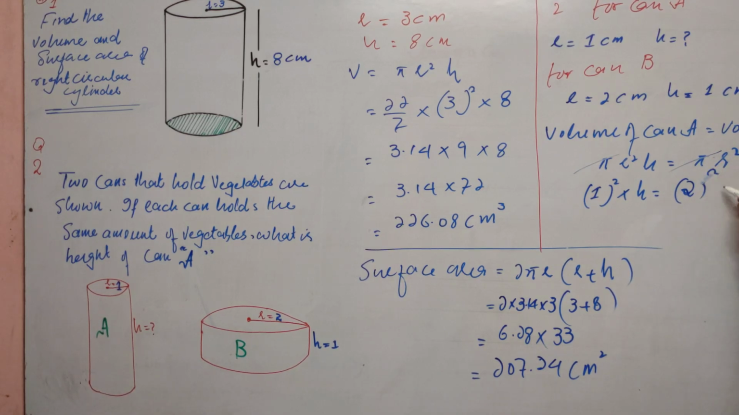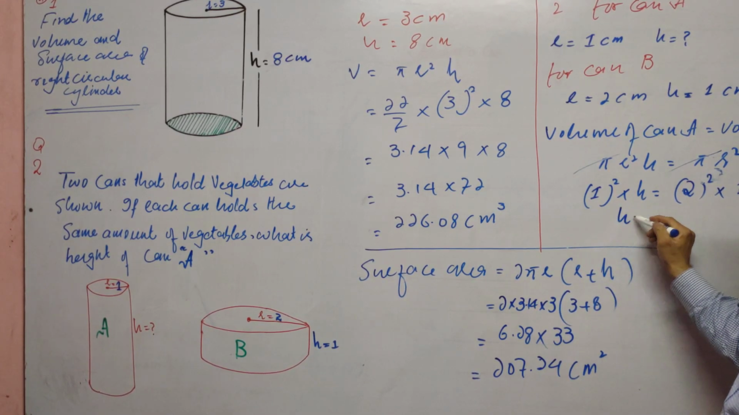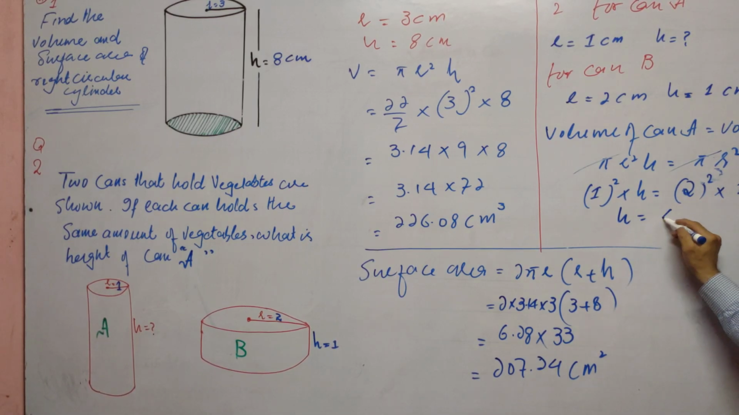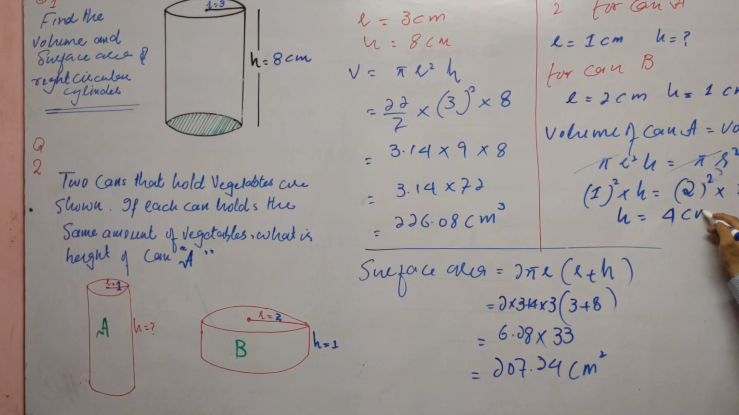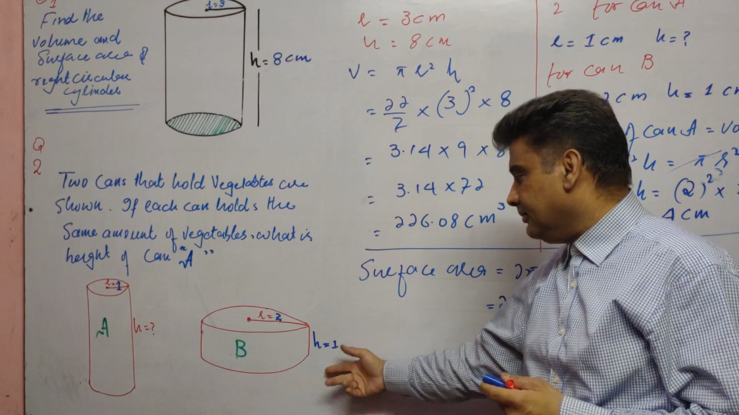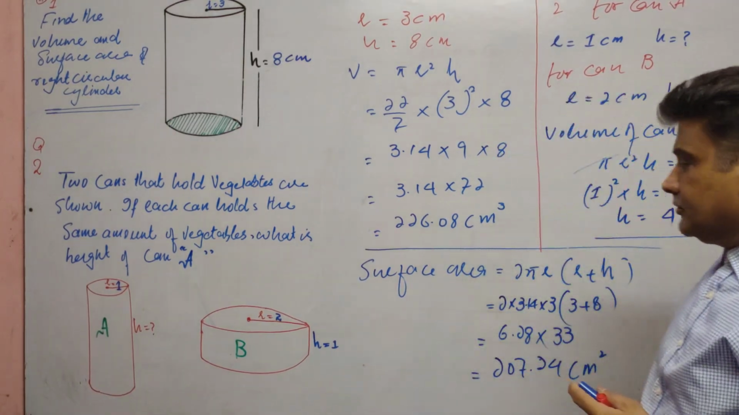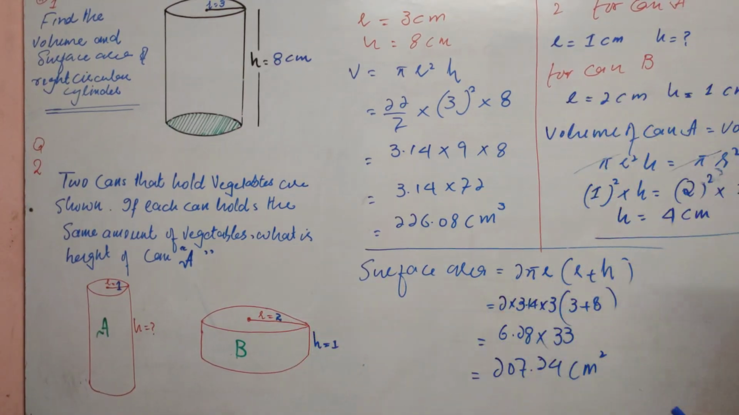But the height of can B is 1. So 1 times h is equal to square of 2, which is 4 centimeter. In this way, the height of can A will be equal to 4 centimeter. Thank you. Very simple.